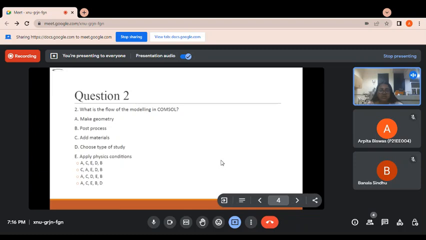This is the second question. What is the flow of the modeling in COMSOL? So do you know about COMSOL? Please unmute yourself. What is COMSOL?